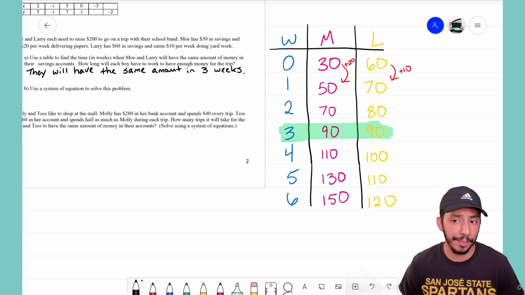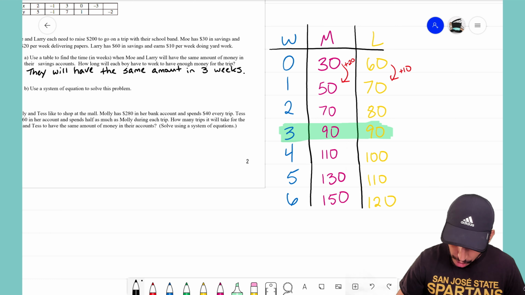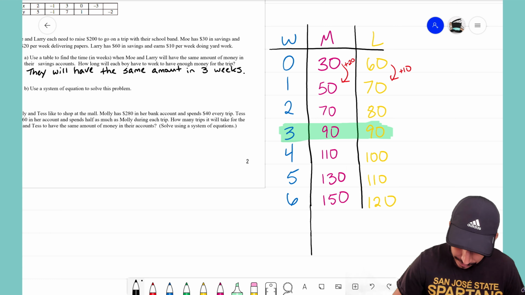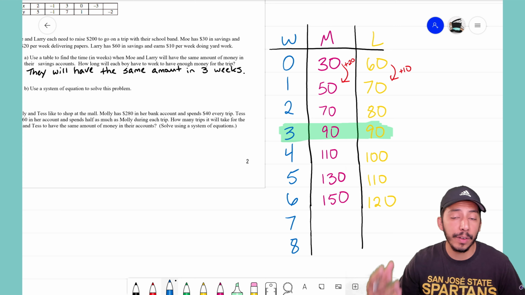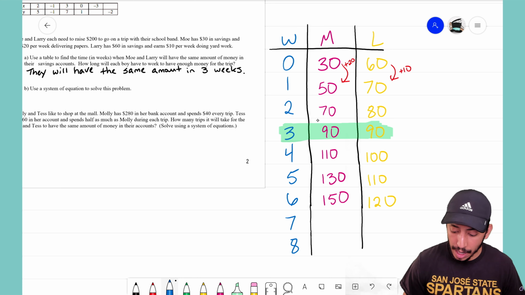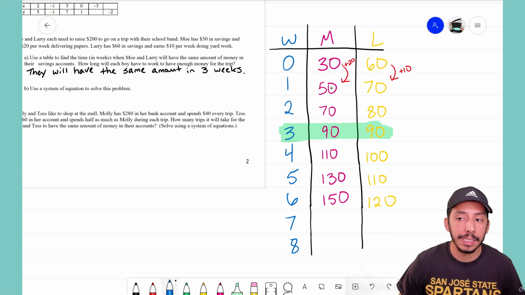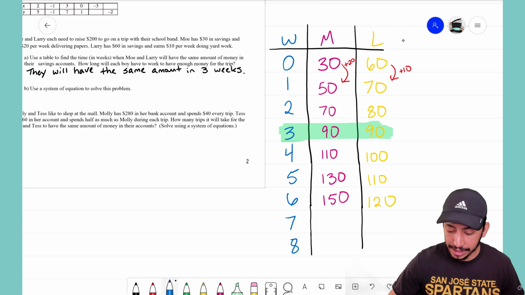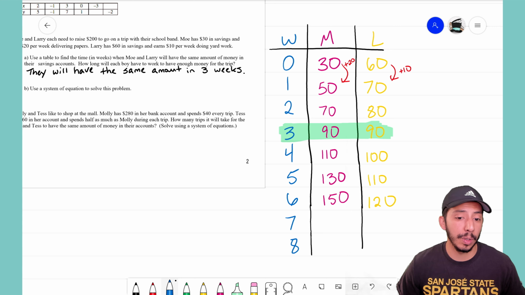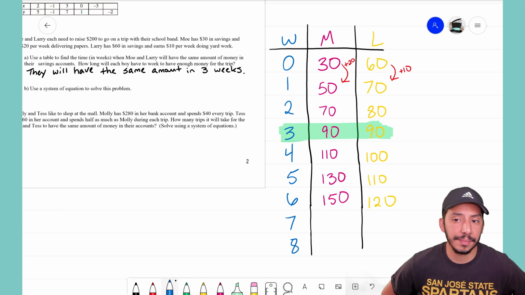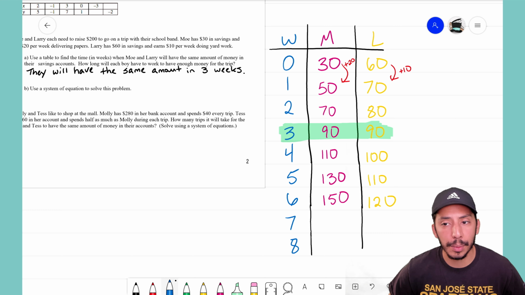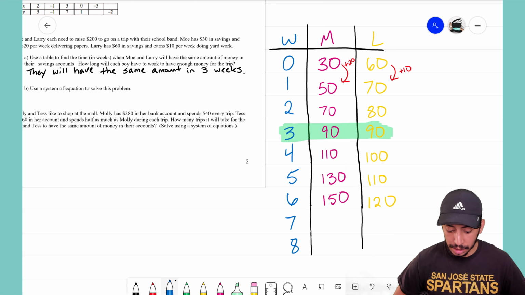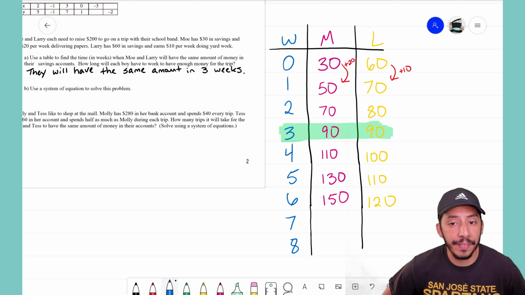So go ahead on your paper. You can continue this table. You're going to have to continue it down. Keep adding weeks. Go to week 7, week 8, week 9, week 10, however much you need. And you need to figure out how many weeks does it take for Mo to get to 200? How many weeks does it take for Larry to get to $200? Give you about a minute to finish that table out. And then I want to try B, because B is really the problem I want to try. And that is using a system of equations to solve.